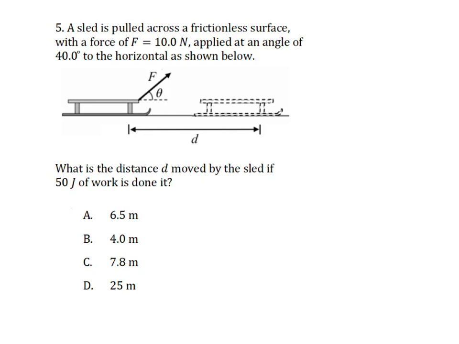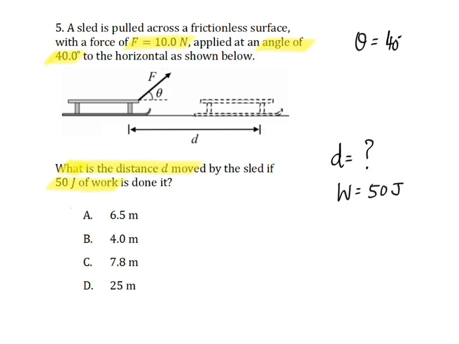Next, we have got a multiple choice. Here it says that the force is 10 Newton, the angle is 40 degrees, so theta is 40. It's asking us what is the distance moved. So the distance is missing, and it's telling us the work done, which is 50 joules.